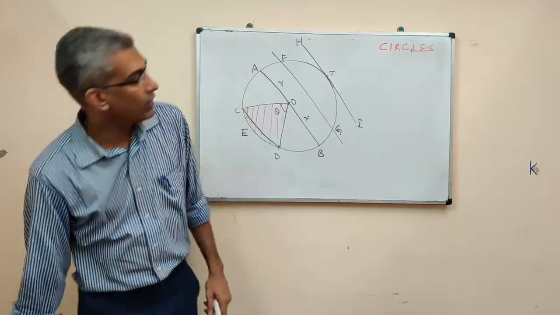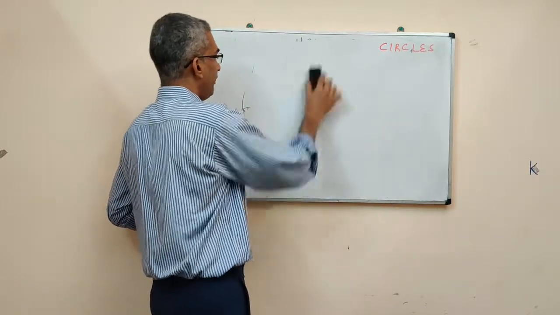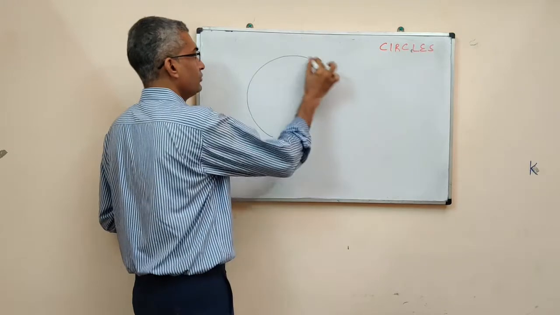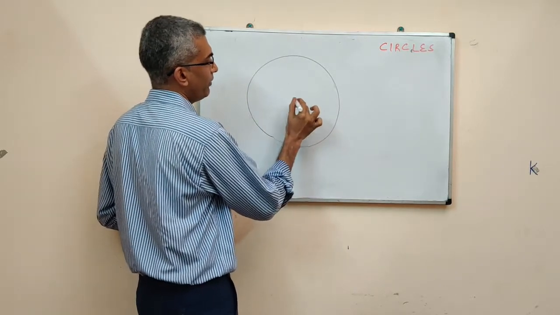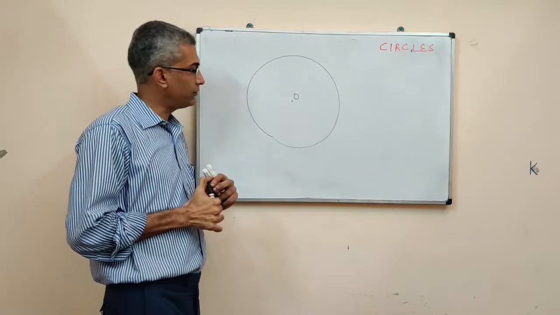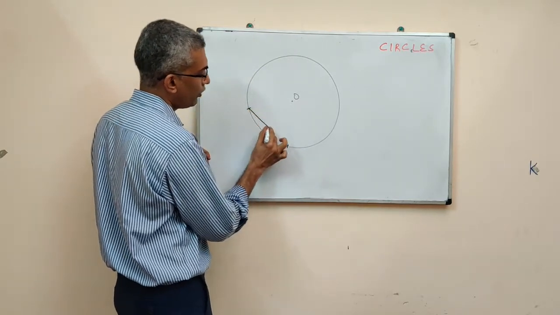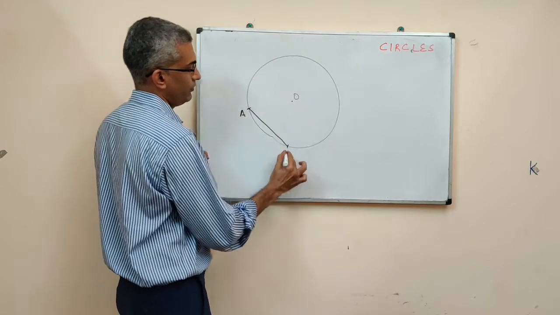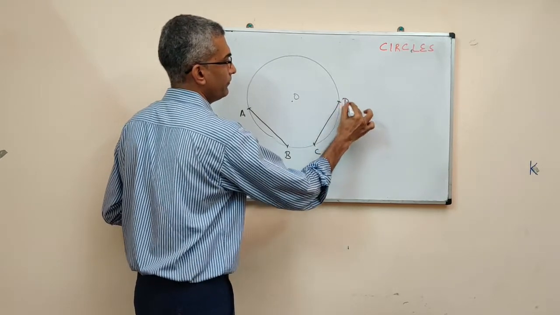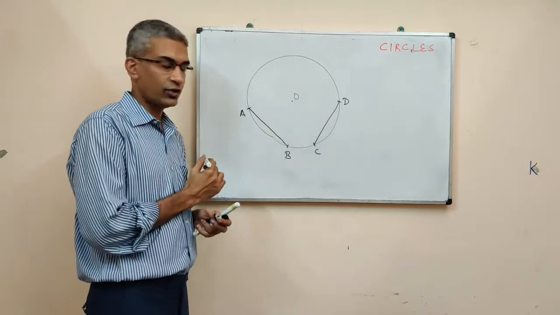Now let us familiarize ourselves with a few properties of circle. First of all, let us look at a few properties of an important line within the circle, which is the chord. Circle is usually represented or identified by means of its center. Let us say a circle with center O and radius R. There is a chord AB. There is another chord CD. Please keep in mind, a chord is a line segment joining 2 points on the circumference of a circle.